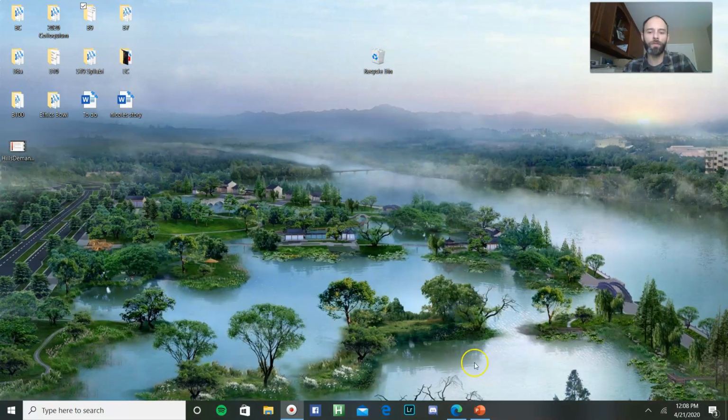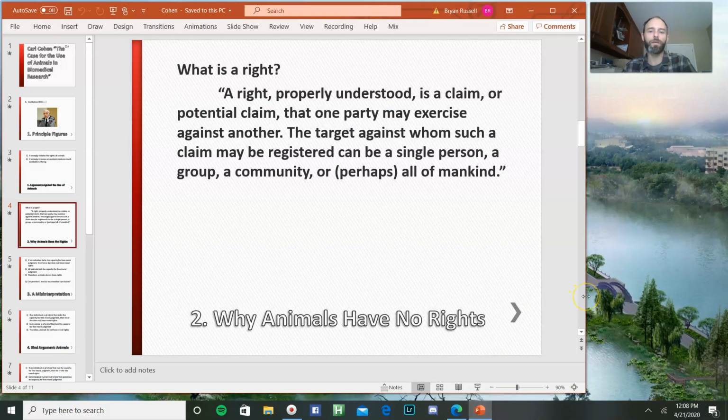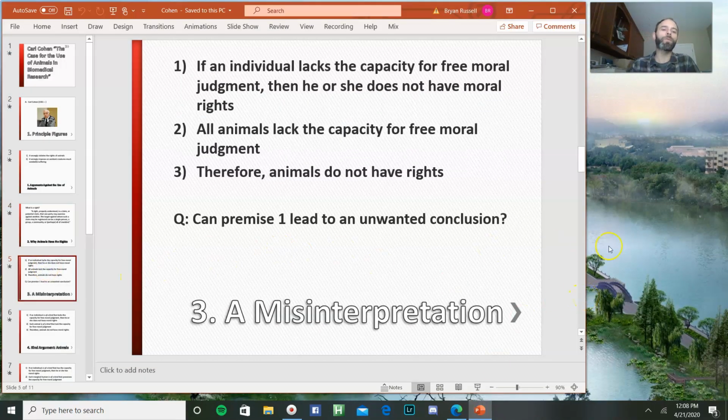But it immediately runs into a problem, a familiar problem, because somebody might interpret his argument to be this. If an individual lacks the capacity for free moral judgment, so lacks rationality and autonomy, then he or she does not have moral rights. All animals lack the capacity for free moral judgment, therefore animals do not have rights. And if this was his argument, then he would be putting forward an argument just like Kant put forward, or just like the social contract theorists proposed. And that ran into obvious problems.